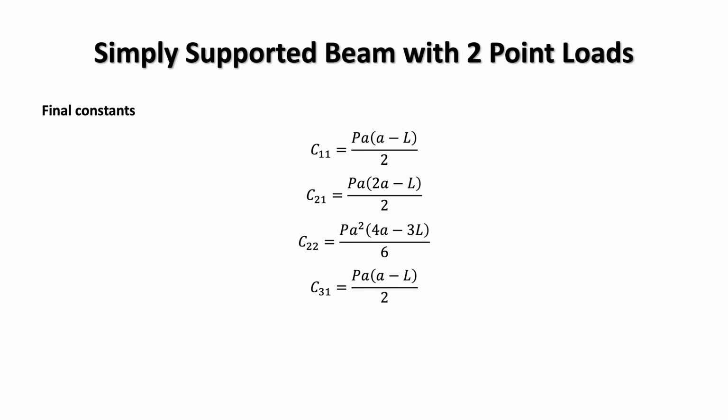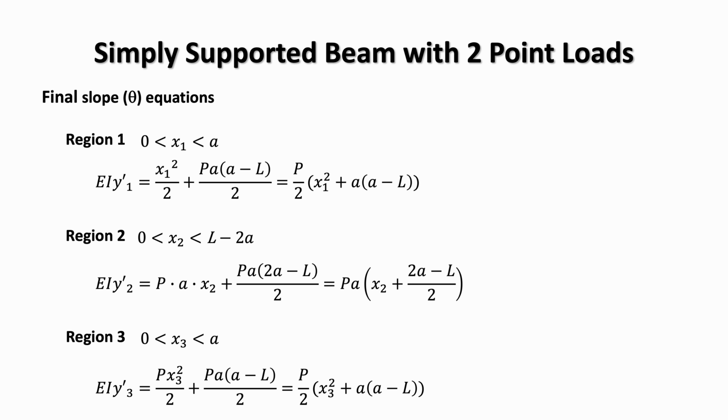Everything now has been determined, and we just need to substitute these values back into the slope and deflection expressions to obtain the final equations for rotation and deflection in each region of the beam. So, writing down the final slope equations in each region, just by substituting the constants into the expressions, we end up with a slope in region 1 being P over 2 times (x1 squared plus A times (A minus L)). In region 2, we end up with a slope equation equaling P times A, all that times (x2 plus (2A minus L) over 2).